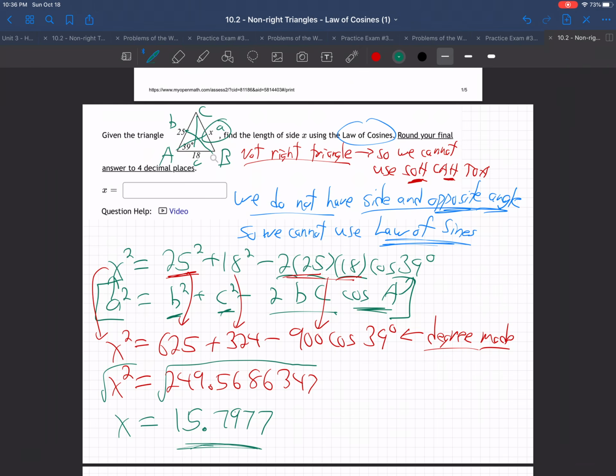So that's how you do it when you don't have a 90-degree right angle, and you don't have a side and opposite angle. You just have what's called side angle side, right? We have this side, this angle, and this side, side angle side information. And so we use the law of cosines, which says any side squared is the other two squared minus 2 times one times the other times the cosine of the opposite angle. So there.